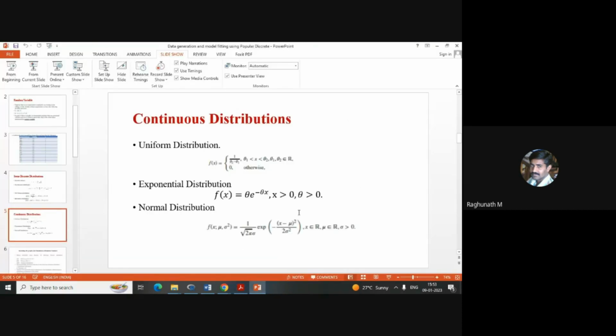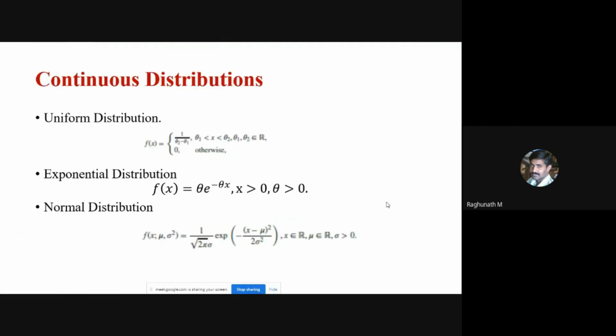Now coming to the continuous distributions. There are many continuous distributions, and due to limitations in time and other constraints, I am going to discuss a very few standard ones which have a lot of applications. One distribution is the uniform distribution, which is a very basic one. The density function is given by f of x is equal to 1 by theta 2 minus theta 1, where x lies between theta 1 and theta 2.